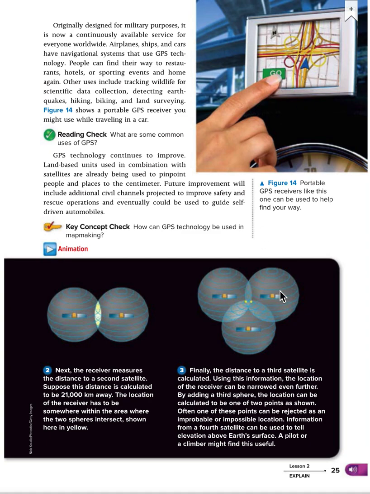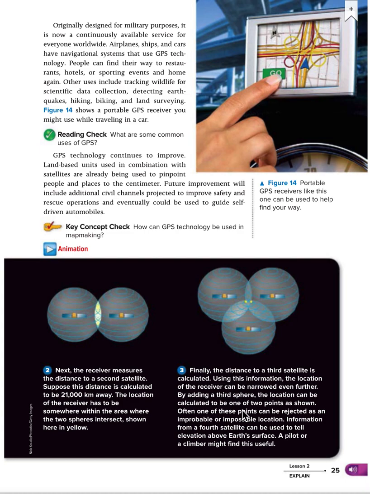Originally designed for military purposes, it is now a continuously available service for everyone worldwide. Airplanes, ships, and cars all have navigational systems that use GPS technology. People can find their way to restaurants, hotels, sporting events, and home again. Other uses include tracking wildlife or scientific data collection, detecting earthquakes, hiking, biking, and land surveying. Figure 14 shows a portable GPS receiver. Like I said, you can clip it to your car, but most cars have them in there now, or most people use their phones if they don't have them in their car already.